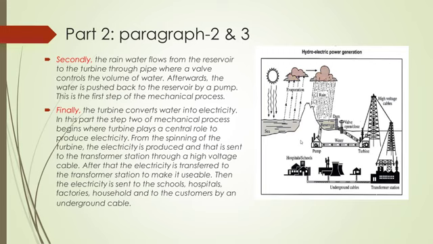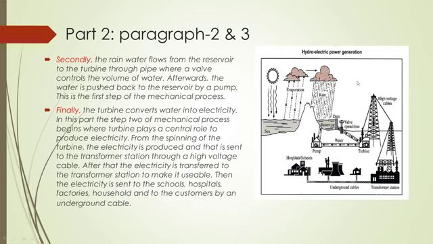Actually, from the turbine, the electricity is produced. Finally, the turbine converts water into electricity. You can see the turbine. From the turbine, it actually produces electricity. Then electricity is sent to the high voltage cable.